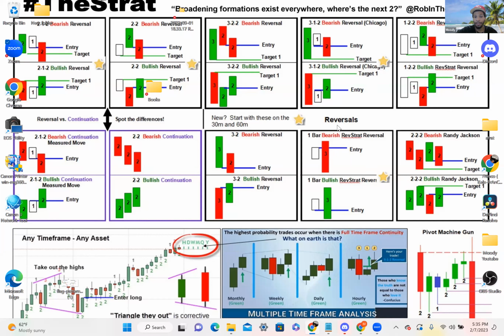So this is Rob's strategy, the strat, which he created. And I forgot the dude that created the fair value gap. If y'all want, I think his YouTube is like Trader Circle or something like that.